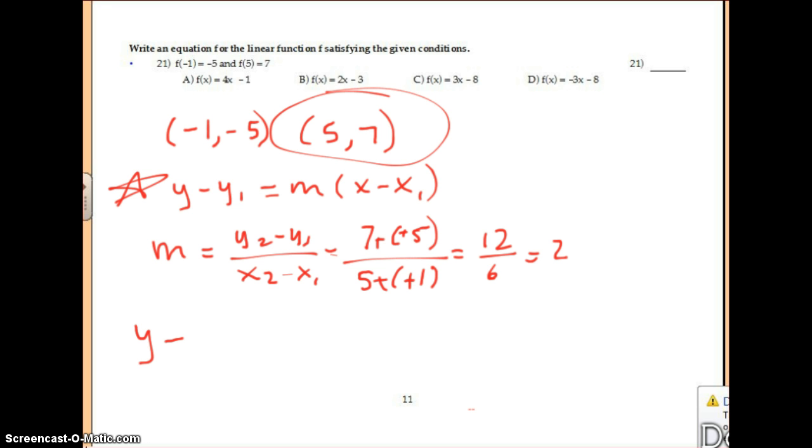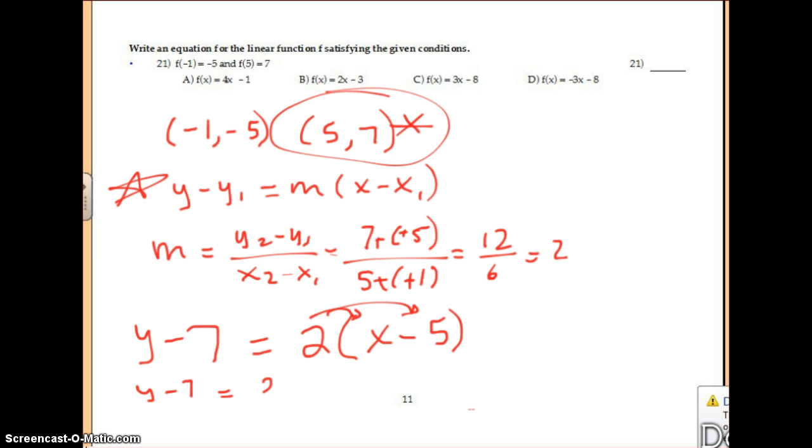Y minus y1. y1, I'm going to use this point here, my y value is 7, equals 2 times x minus 5. And just simplify that, solve for y, and that's going to be our f of x. Distribute: y minus 7 equals 2x minus 10. Add 7, and we get y equals 2x minus 3. Remember, y is really f of x, so f of x equals 2x minus 3, which is B.